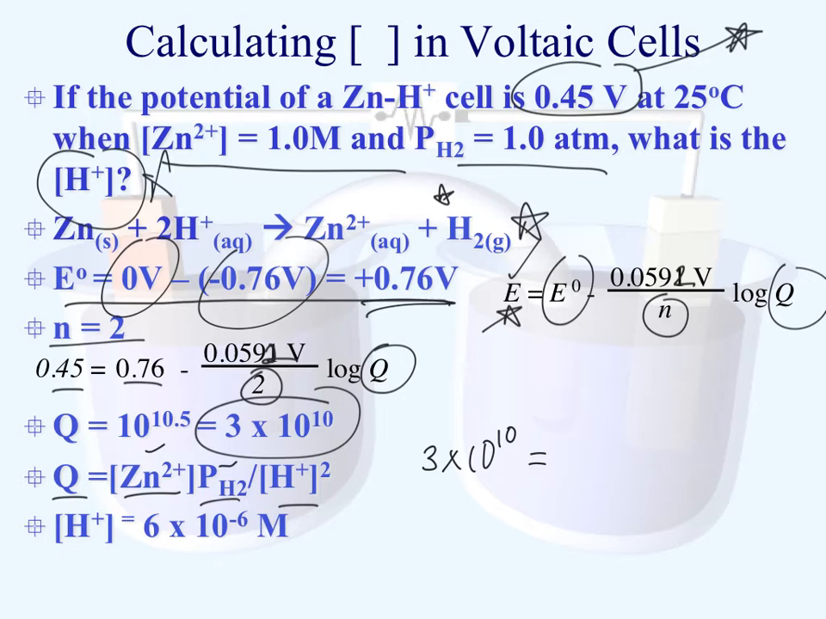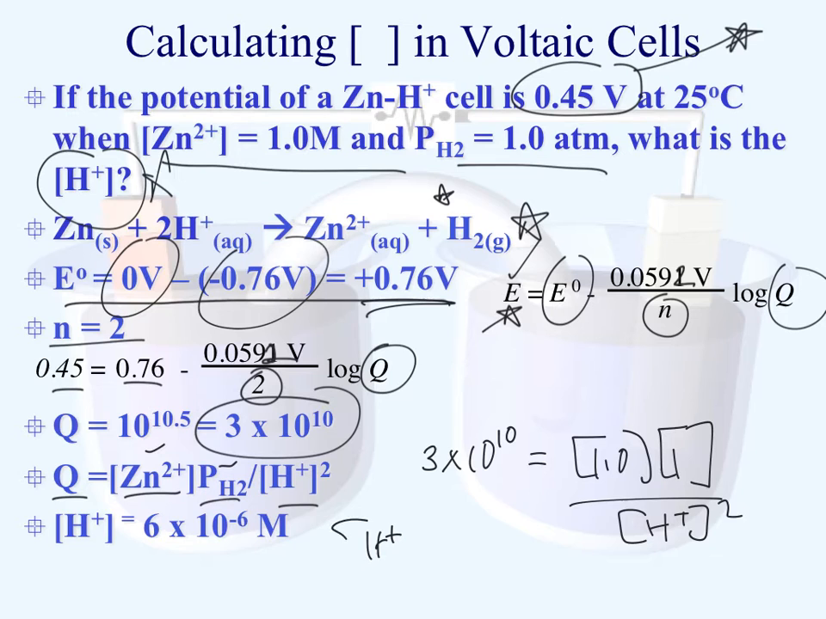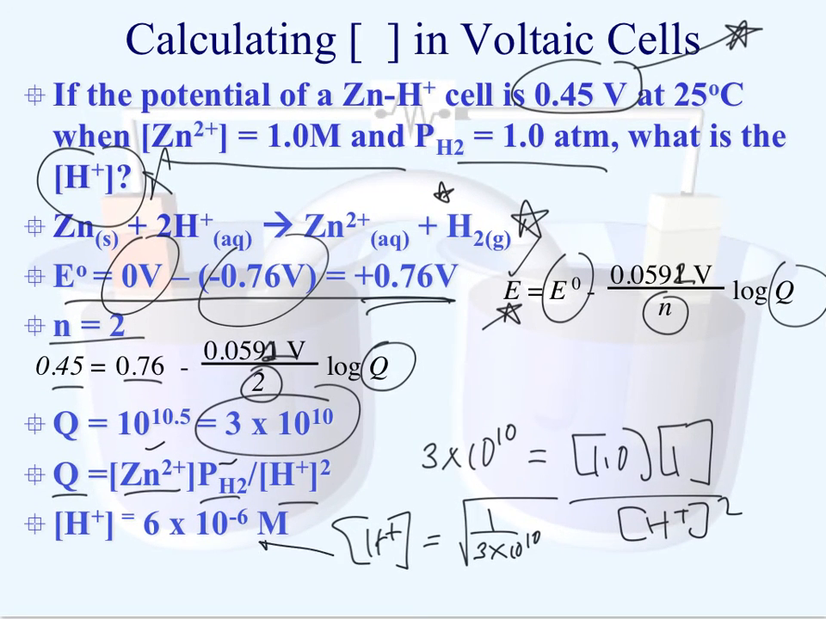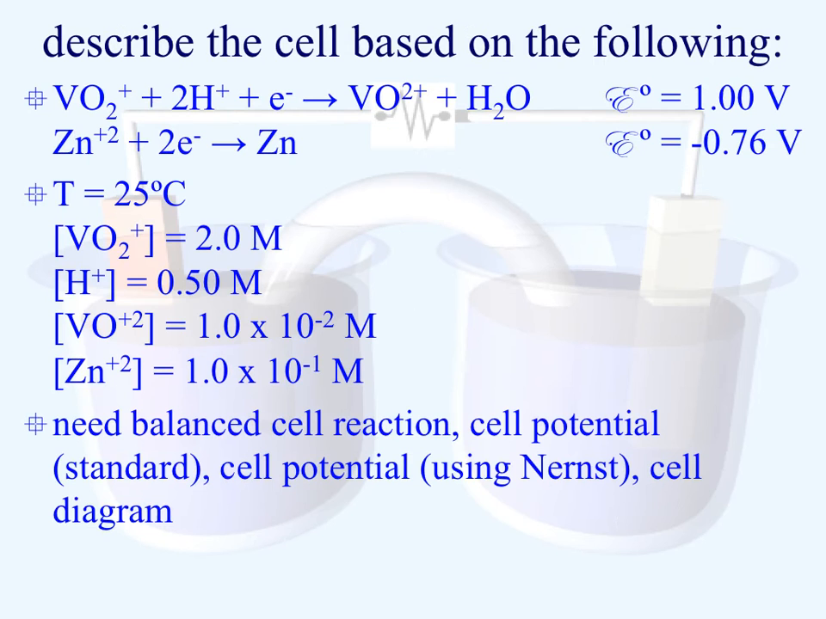So remember Q is equal to 3 times 10 to the 10th. That's going to equal 1.0 times 1 atm divided by H+ squared. So this is going to end up giving us the H+ concentration being equal to 1 over 3 times 10 to the 10th, to the square root. That's going to give us a concentration value for our H+ of 6.6 times 10 to the negative 6th.